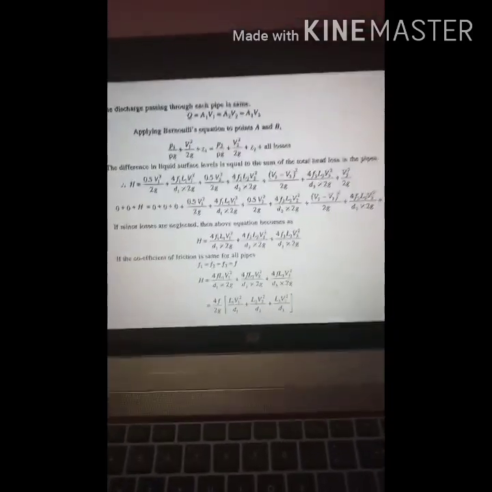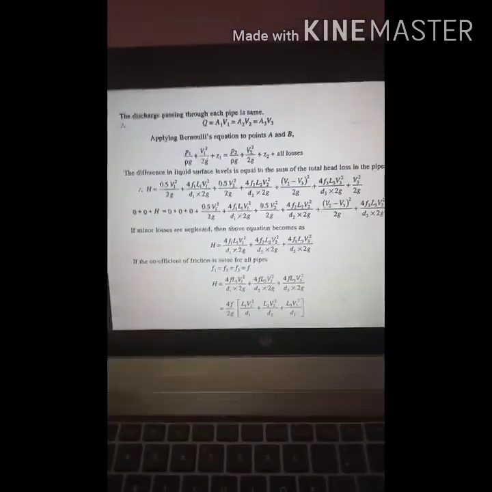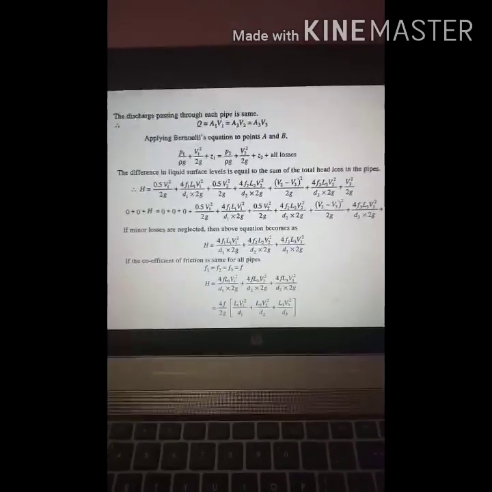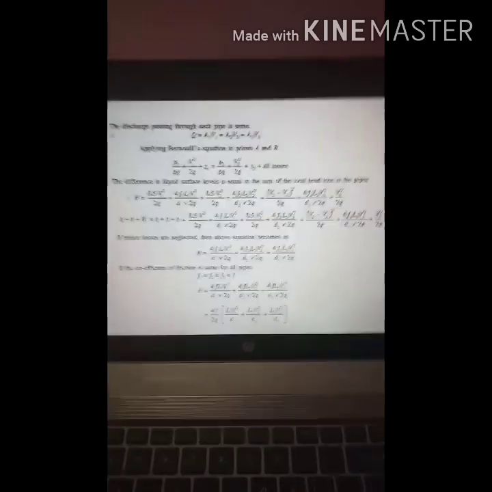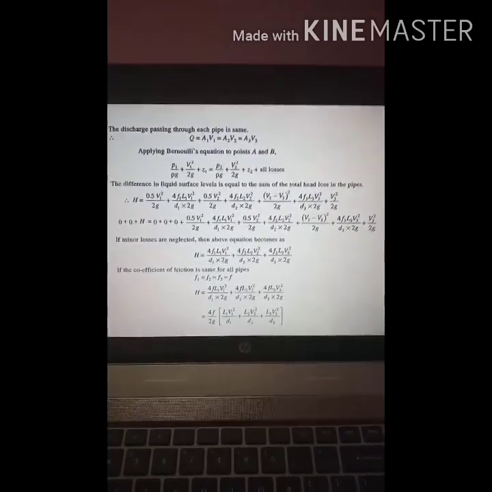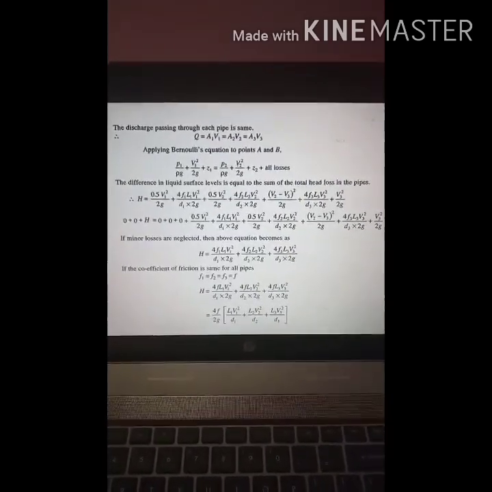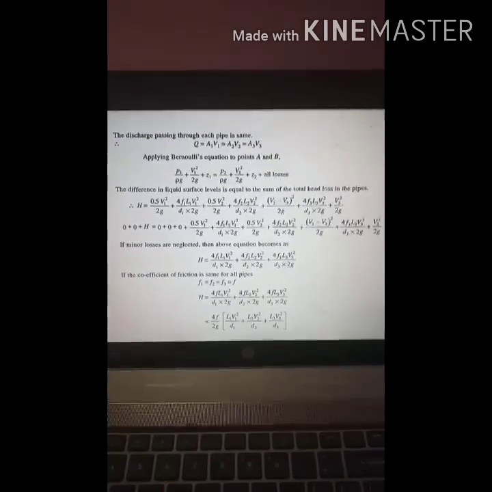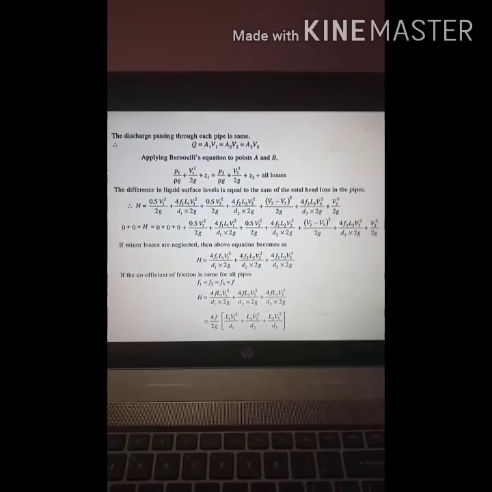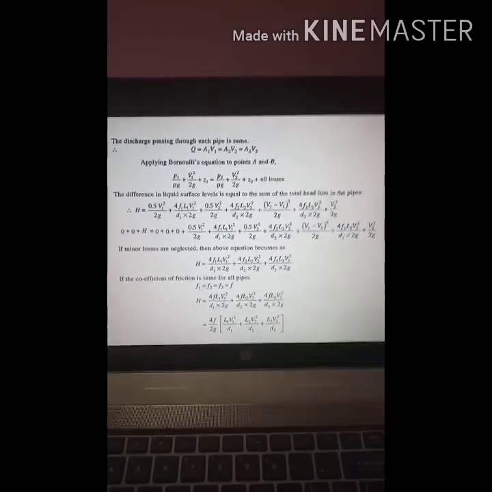So all types of losses, major as well as minor, are considered in this case, and you will find the value of H. If all these coefficients of friction f1, f2, f3 are equal, then the formula simply reduces to 4f upon 2g into the bracket l1 v1 square by d1 plus l2 v2 square by d2 plus l3 v3 square by d3.